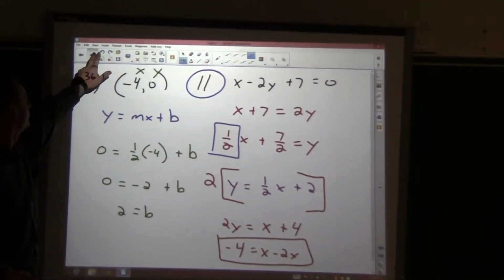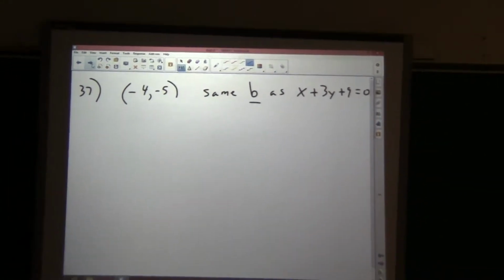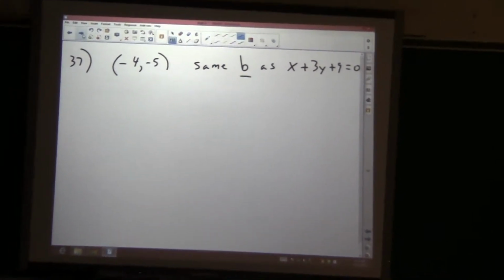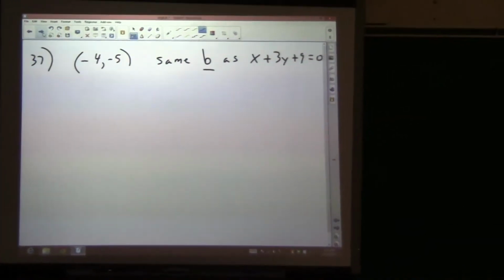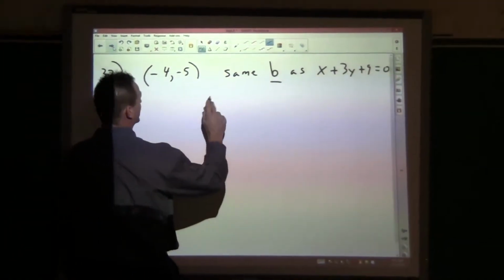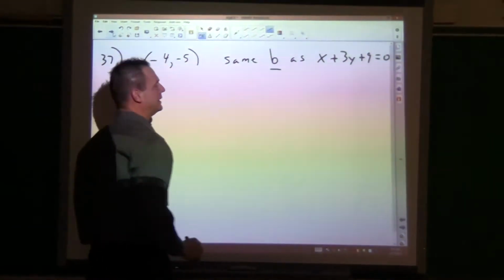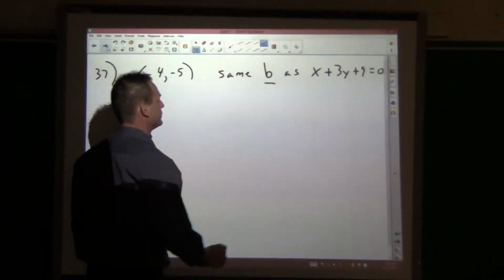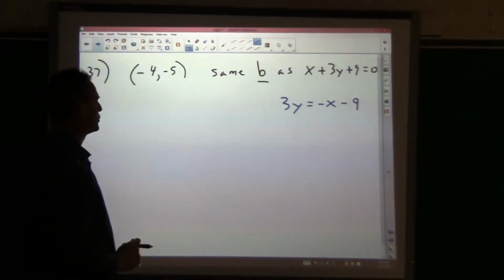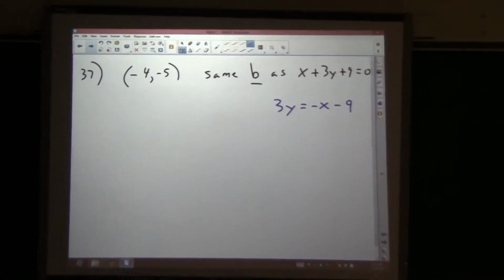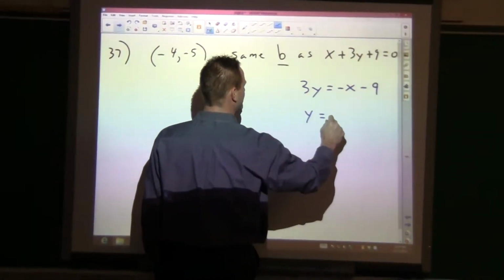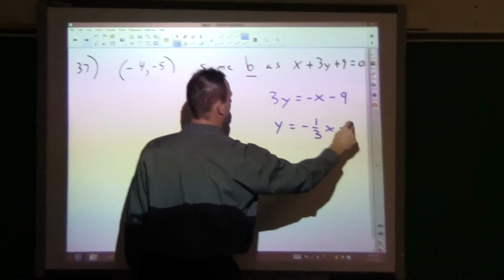All right? Number 37. Number 37 says the line that passes through the point (-4, -5) and has the same y-intercept as that equation there. I used B for y-intercept. First, I'm going to change this into slope-intercept form. 3y = -x - 9. Algebraically manipulate the equation, solve for y. Divide by 3 everywhere. y = -1/3 x - 3.